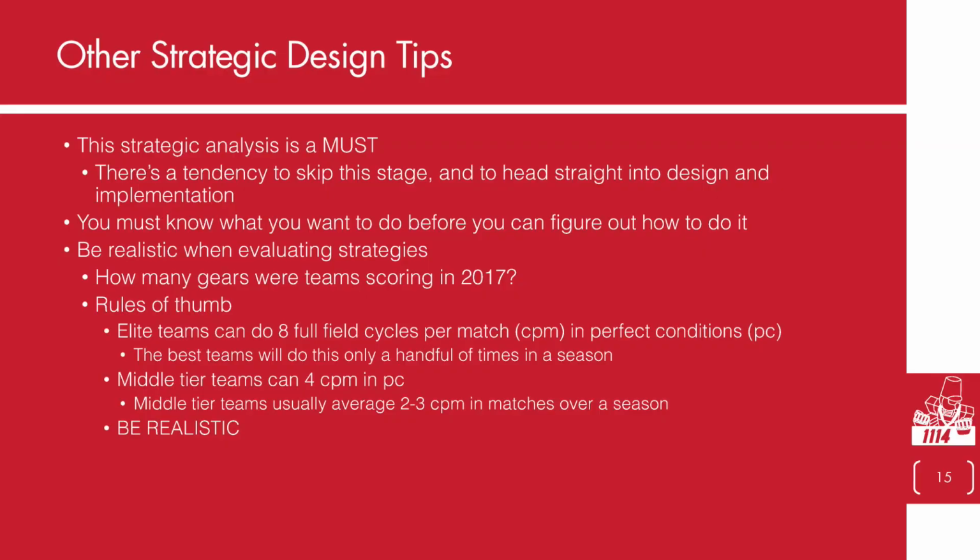But remember, rules of thumb: middle-tier teams, usually around 4 cycles per match. Average teams over a season, like 2-ish or 3-ish. Set your goals accordingly. Because if you set your goal at, we want to make sure we are doing 5 or 6 cycles per match, you will be more likely to attain that goal, and you will be more likely to design a robot that is, you won't try and do something crazy.